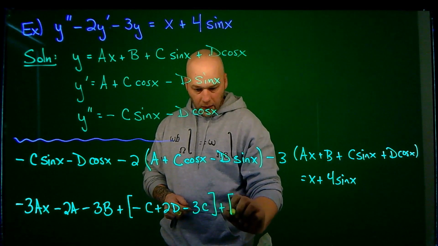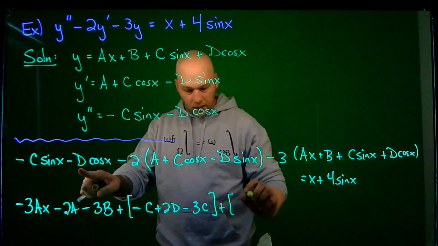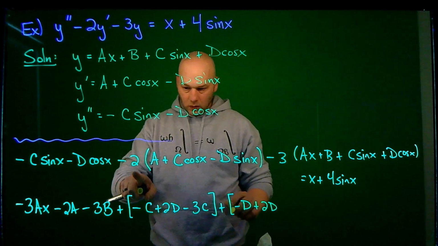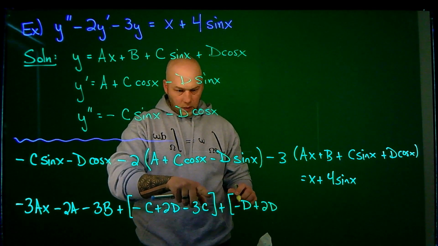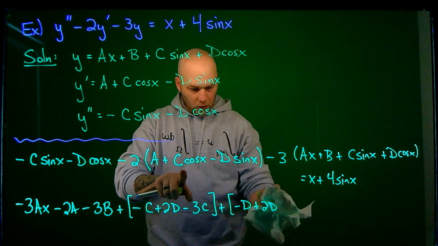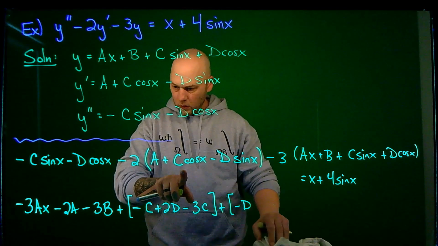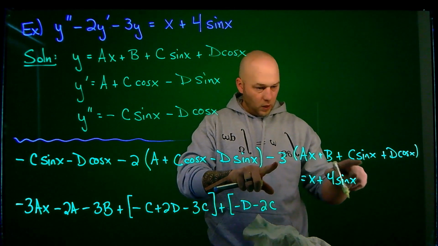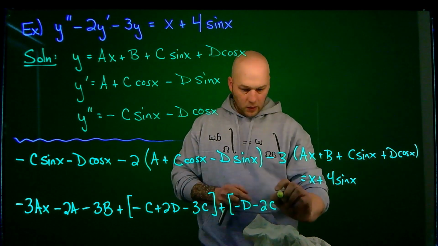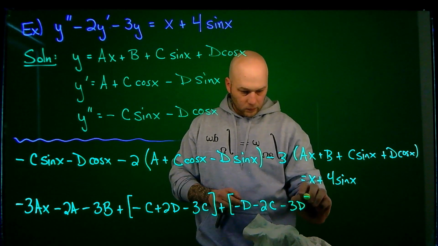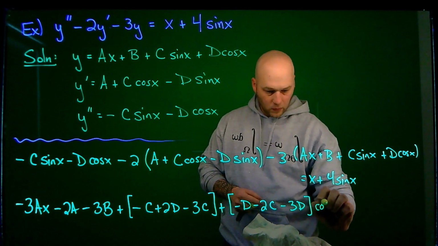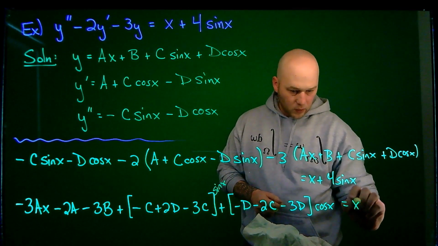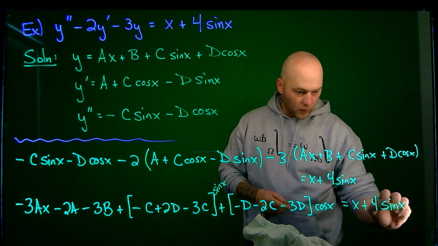And then plus, let's combine the cosine terms. We've got minus d plus 2d. Cosine terms, that'd be minus 2c. Cosine term here, minus 3d. This is cosine, this was multiplied by sine, and that's equal to x plus 4 sine of x.